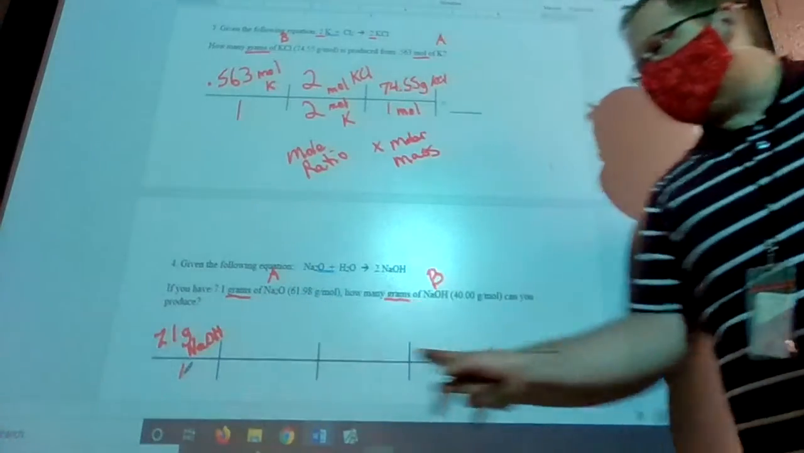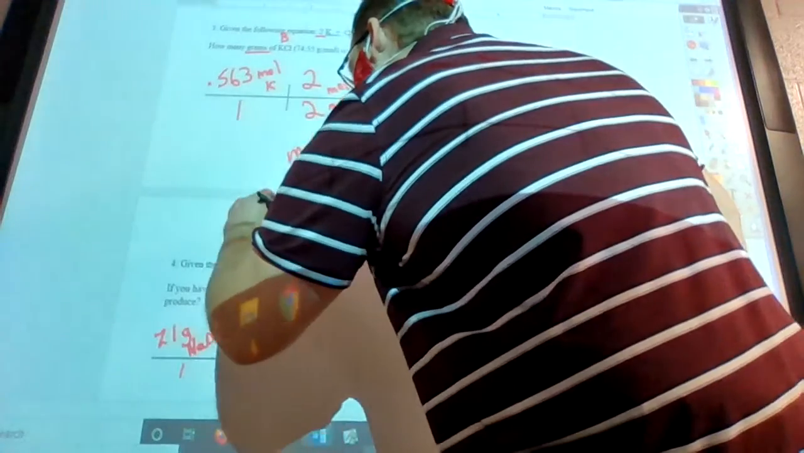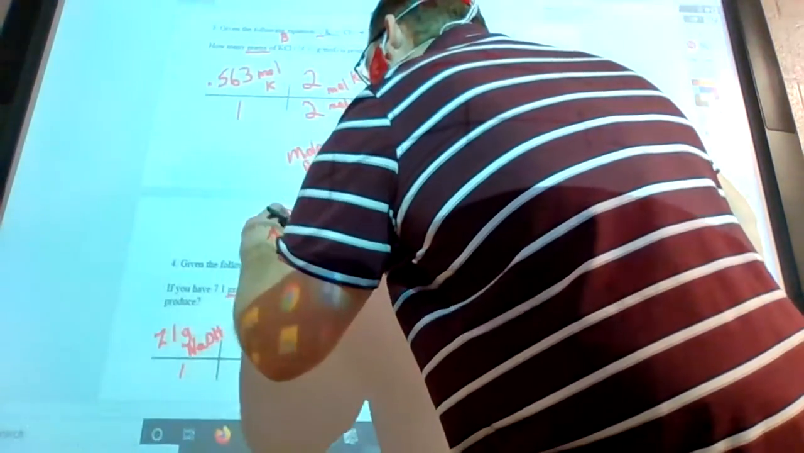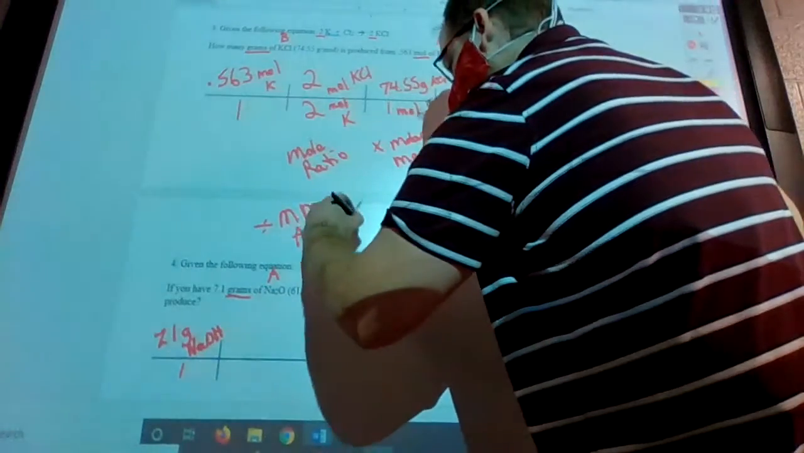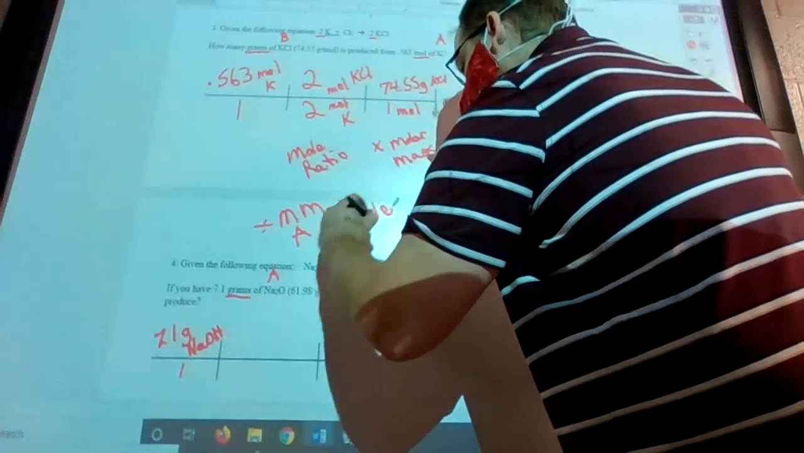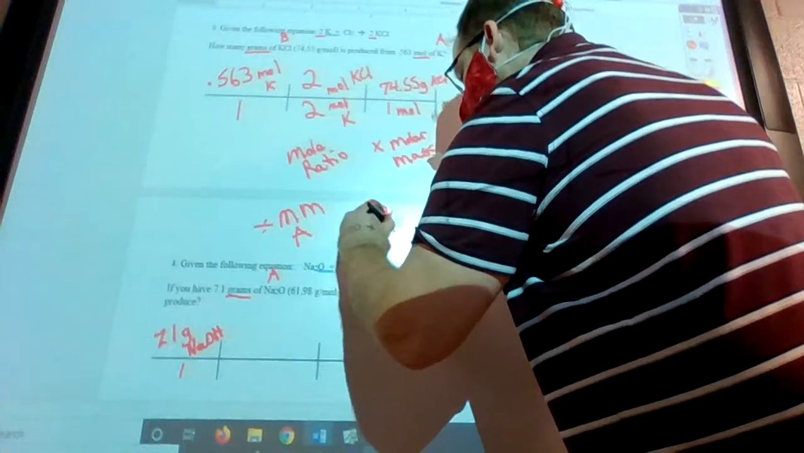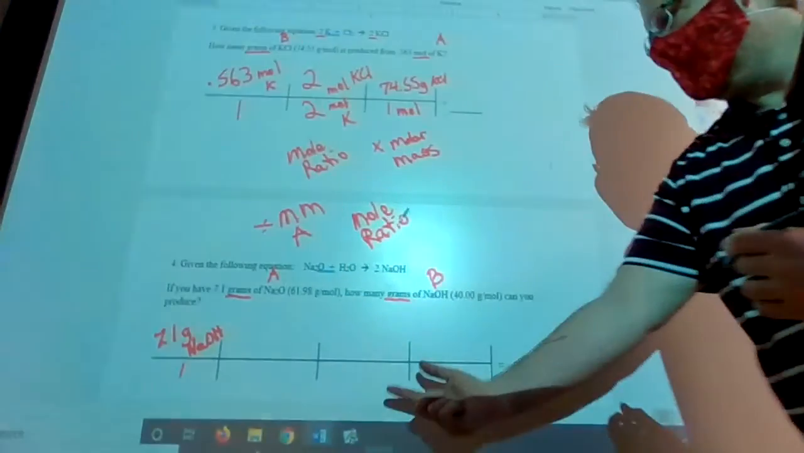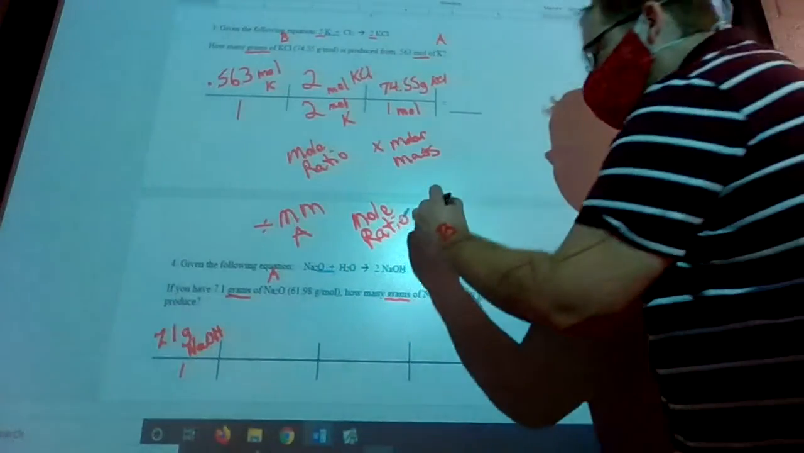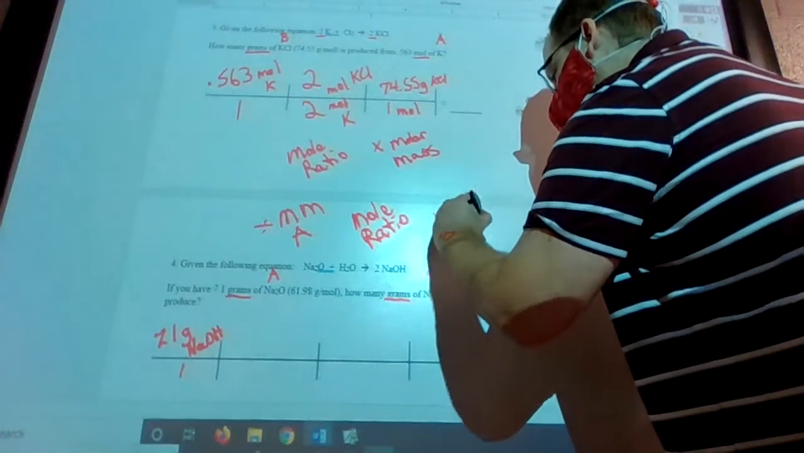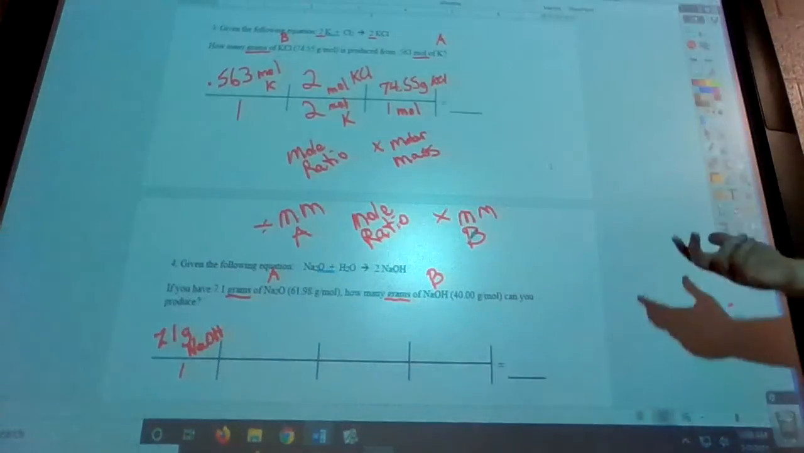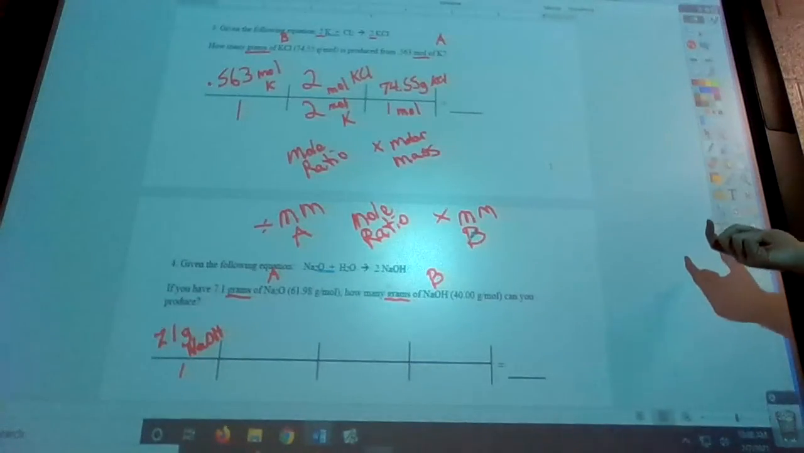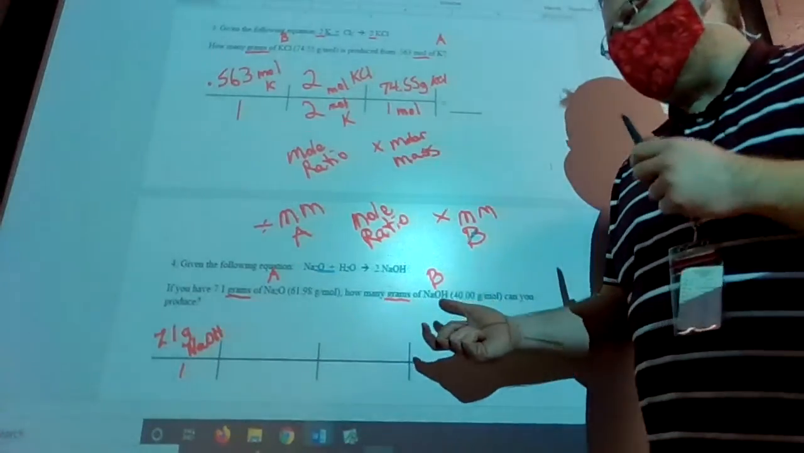What's the first thing we need to do here? Going from grams to grams, I need to divide by the molar mass of A. Then what's the middle thing? Mole mass. Nope. No, mole ratio. Yes. Mole ratio is in the middle. And then at the end, I need to multiply by the molar mass of B. So those are my 3 steps. Those are the things I need to do. Let's go ahead and start to put them in.